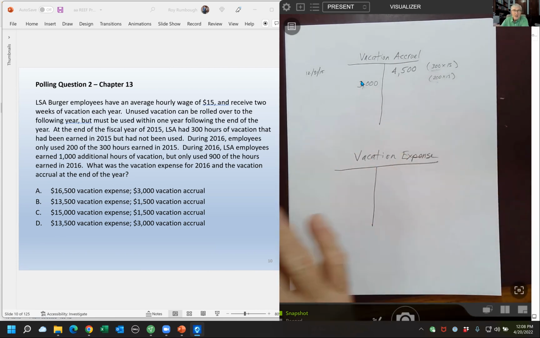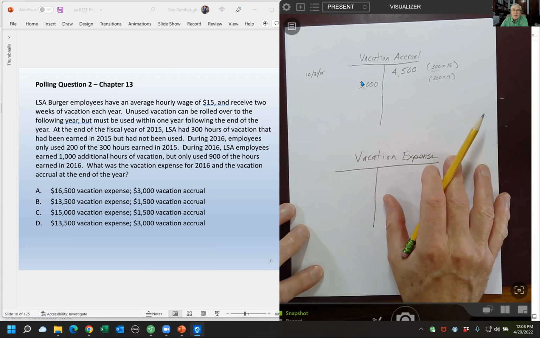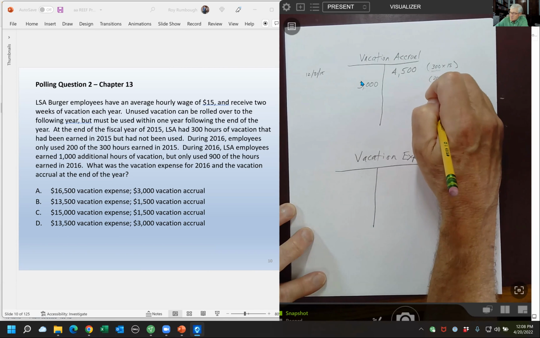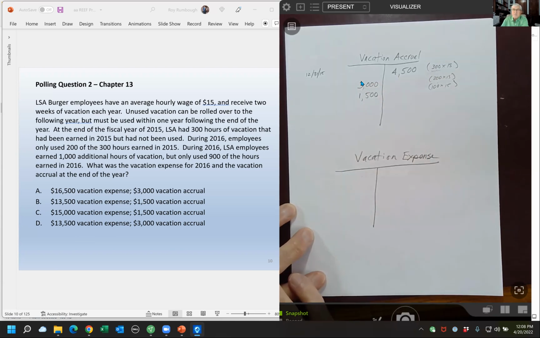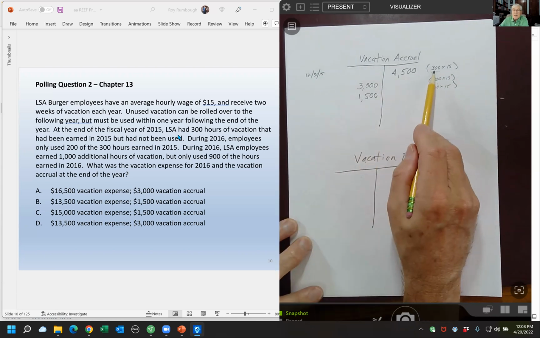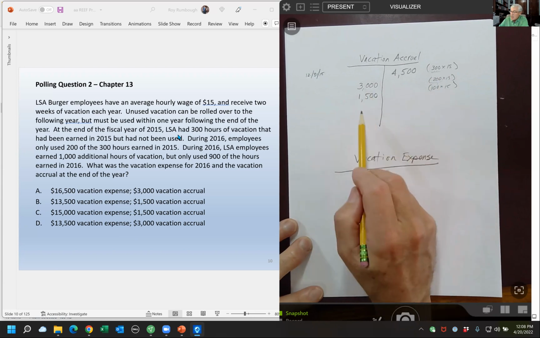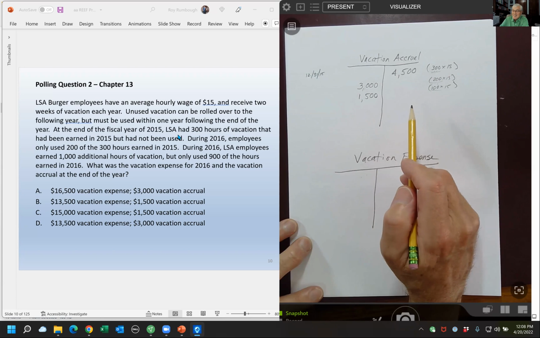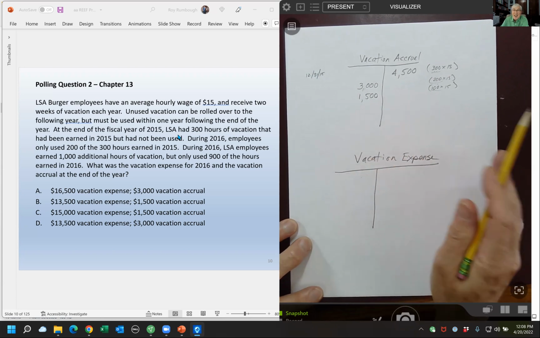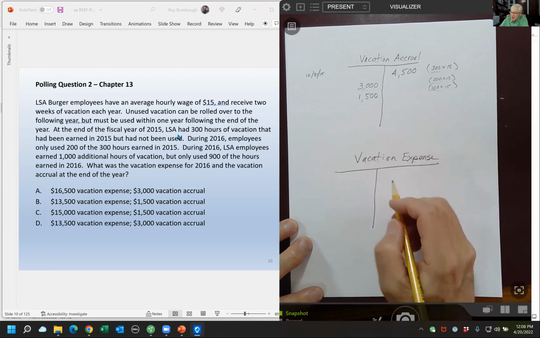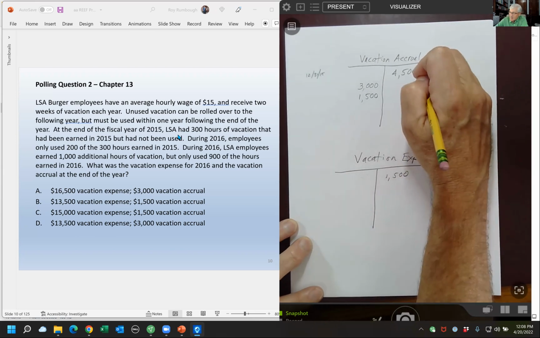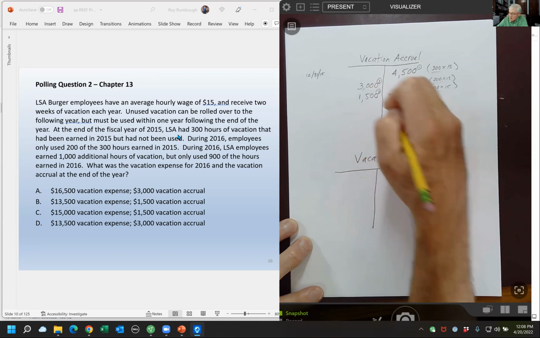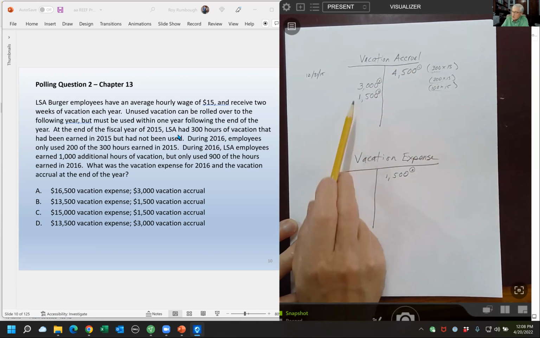As I said in the setup before doing this problem, that gets adjusted. So 100 times 15, I reduce my accrual. Why did I reduce it? They lost it. Remember, they don't use it in the next year. They didn't use the 300 hours in 2016. They used 200. I reduced the accrual, but they lost 100. Now, what's our credit here? Not cash, because they didn't take it. So this is interesting: an adjustment to the accrual goes to vacation expense. That's one, that's two, that's three. So this is debit the vacation accrual, credit expense.